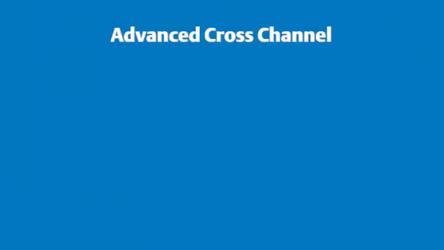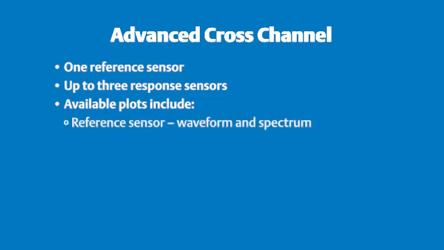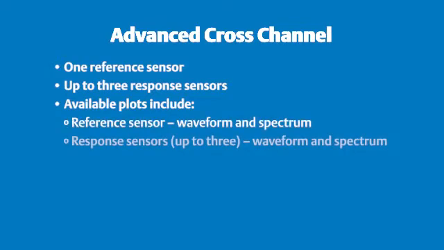When you collect advanced cross-channel data, you normally have one reference sensor and up to 3 response sensors. The minimum would be 1 reference sensor and 1 response sensor. The data collected will be available for review in a variety of plot types. The reference sensor and each of the 3 response sensors will produce both a waveform and a spectrum.